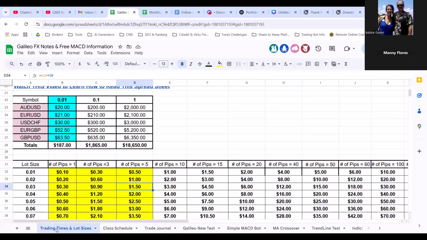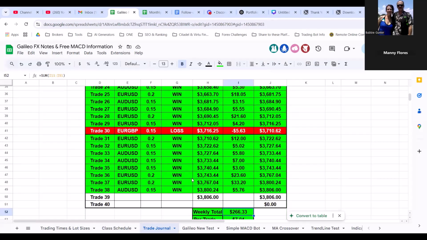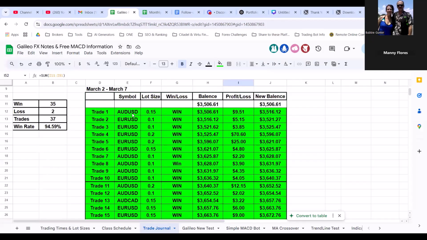Yes, sir, Yogi. Since I started only using Australian US dollar with a 0.15, I'm making $9.51 a trade. When I moved it up to 2, because the Euro USD is one of them, I made $70 for that trade. I should only be making, according to the numbers, $4 or $5 per trade.